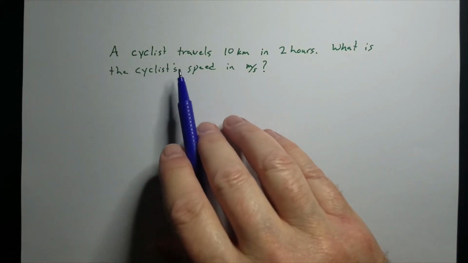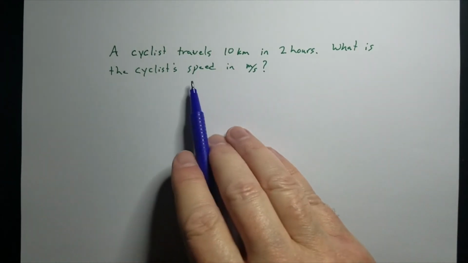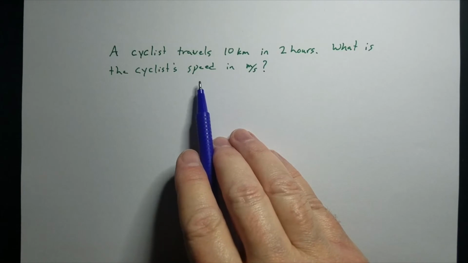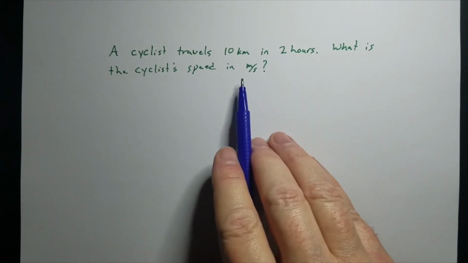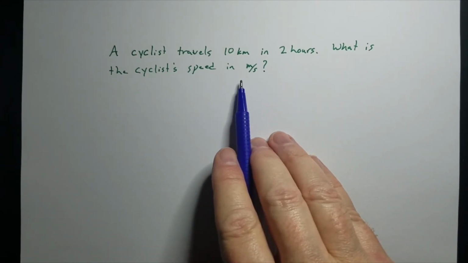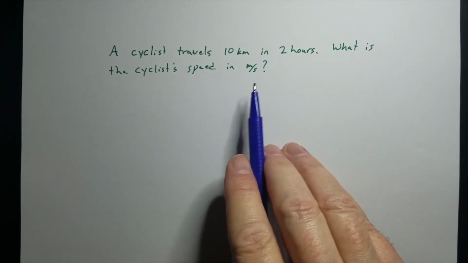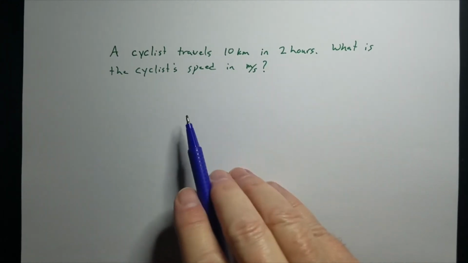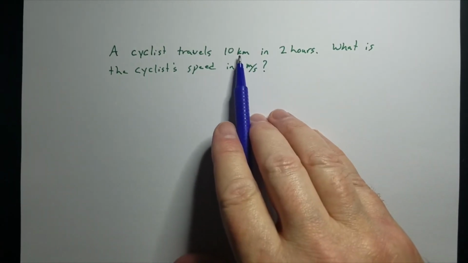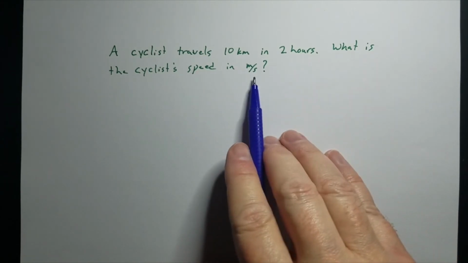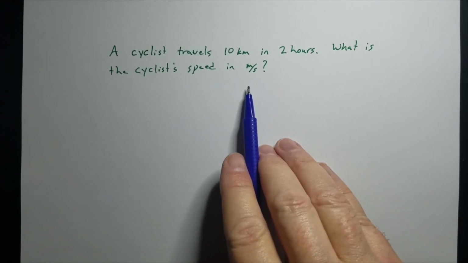We've got a cyclist that's traveling 10 kilometers in 2 hours. We want the cyclist's speed, so we're looking for velocity or speed, but we want that in meters per second. You always want to make sure that your units match. If your velocity is in miles per hour and your time's in minutes, you want to change your minutes to hours to make sure that they match. In this case, we want to go from kilometers to meters and from hours to seconds. So again, we want the units to match what our answers should be in.